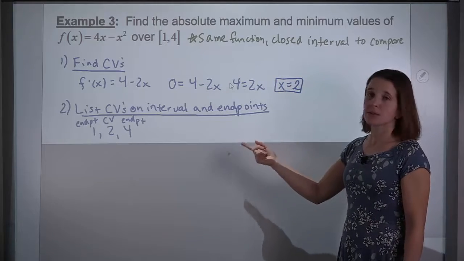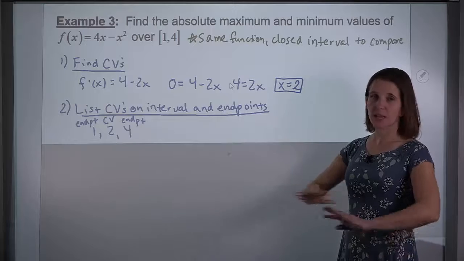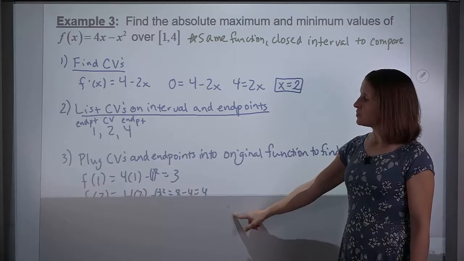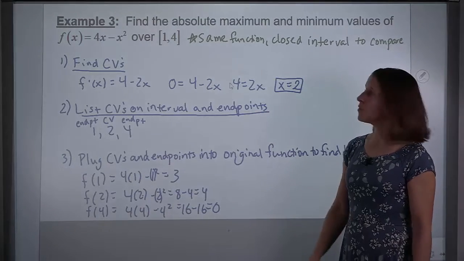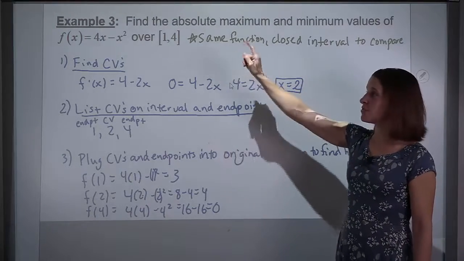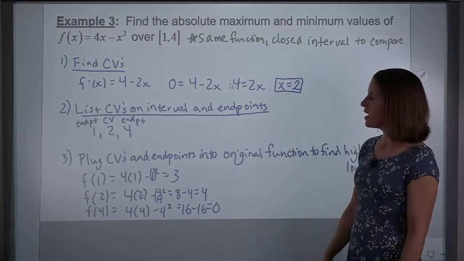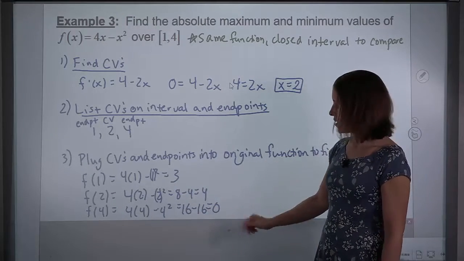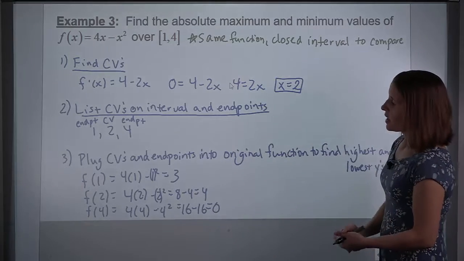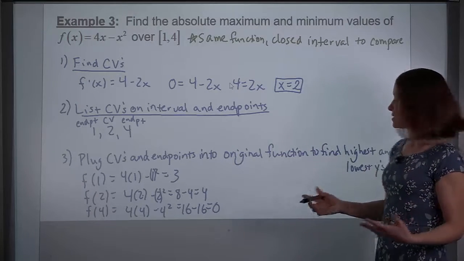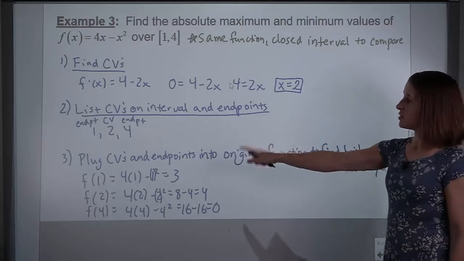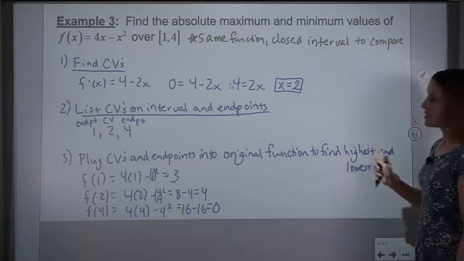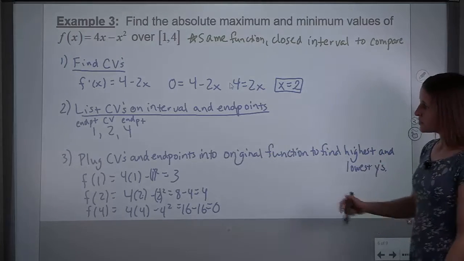So I'm simply going to plug those into the original function, no tables, none of that, and simply see the highest and lowest. So I will do f of 1, f of 2, f of 4, where all of these are f, the original function, 4x minus x squared. So f of 1 gives me 3, f of 2, when I work it out, gives me 4, f of 4 gives me 0. And so then I look for the highest and lowest. So I plug the critical values that are on the interval and endpoints into the original function to find the highest and lowest.